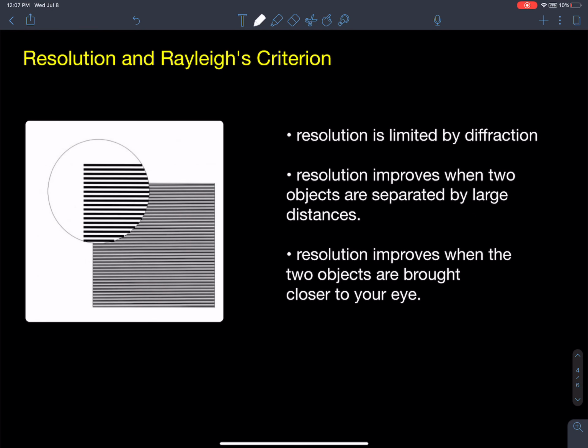In this video, we're going to get a little further into Rayleigh's criterion and try to start to understand a formula that he created to predict the separation between objects and whether we can resolve them or not. So just go over a few things.